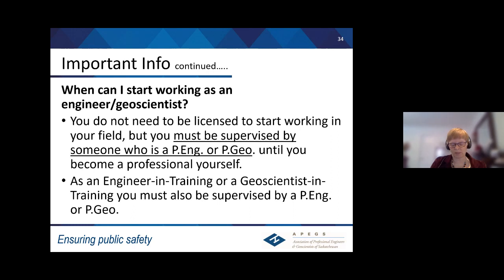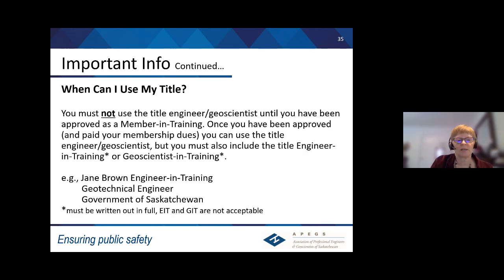So although you can start working without being licensed, as long as you're supervised, you can't start using the title until you're licensed. So you can't use engineer or geoscientist as a title until you're licensed as a member in training. And once you are licensed as a member in training, you can only use the title engineer along with the engineer in training or geoscientist in training title.